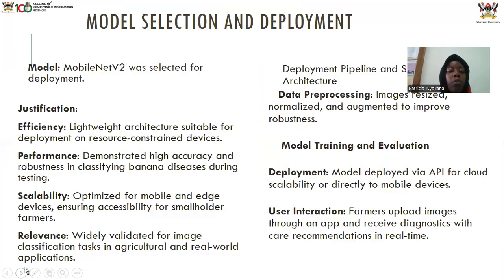So for model selection and deployment, the model that was selected, as I mentioned earlier, was MobileNet V2, because of, first of all, its efficiency and scalability. It's optimized for mobile and edge devices, which our web application will be using for users to access the models. Then also, it demonstrated high accuracy and robustness in classifying banana leaf diseases during testing. So its performance was relatively good. And then it's also widely validated in image classification tasks worldwide.